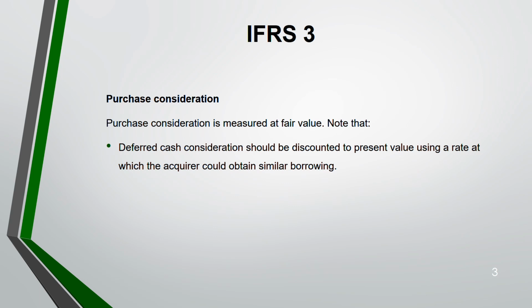First, deferred cash consideration. For deferred cash consideration, you will be given a discount factor because you have to discount it to the present value using the rate given in the question. Okay, and that rate is the rate that you will use to borrow. The word deferred says you are going to pay the cash later. You're going to defer it. That's why we have to find the present value now.